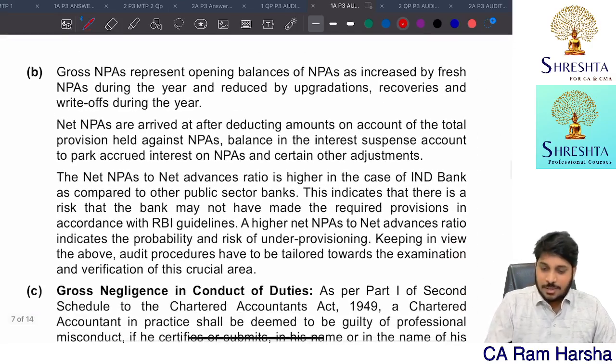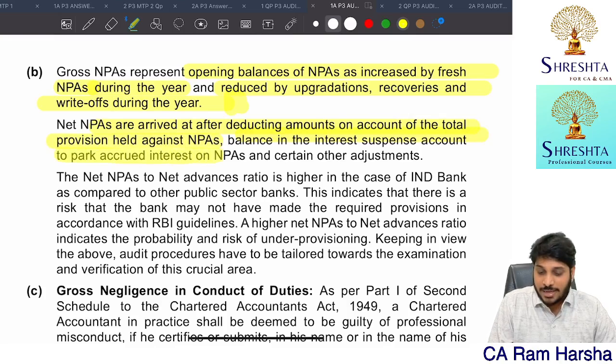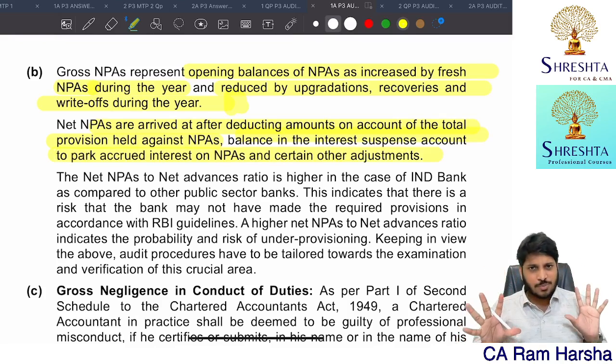So gross NPAs represent the opening balance of NPAs, increased by fresh NPAs during the year, reduced by any upgradations, which means no provision is considered. Whereas net NPAs are arrived at after reducing the provisions held against NPAs and the balance in the interest suspense account, which parks accrued interest on NPA. Very simple.